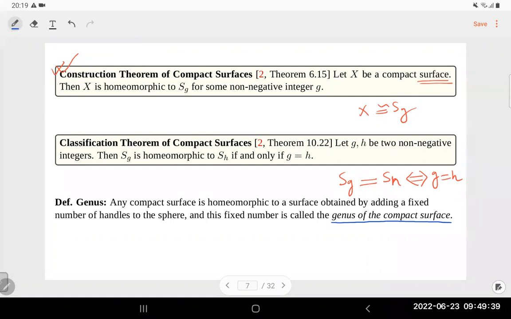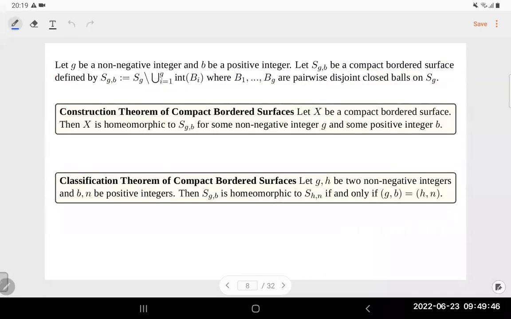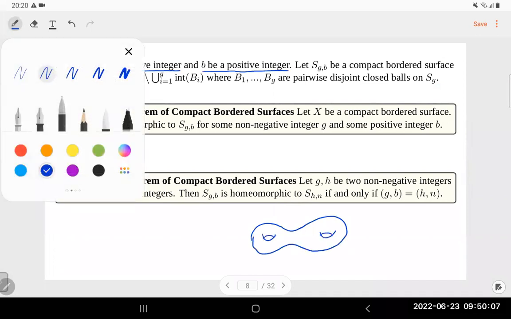Well, so what about the compact border surface? First I define it here. Let G be a non-negative integer and B be a positive integer. All right. And SGB is nothing but take a genus G surface. Let's draw it first. For example, let's draw a genus 2 surface.